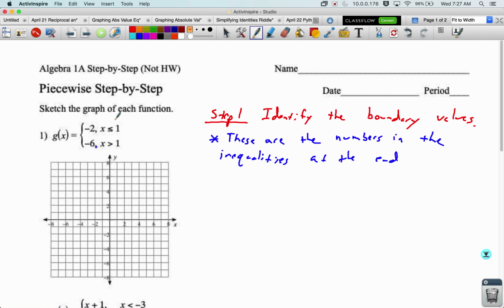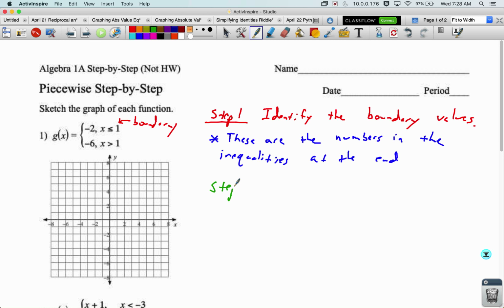So let's just look at this piecewise function. We've got this function notation. We say this as g of x. It just means this is our function. We're labeling the function g. X is our input. All right, this is going to evaluate to be negative 2 when x is less than or equal to 1. It's going to evaluate to be negative 6 when x is greater than 1. All right, but you'll notice the boundary value where we switch over from being a negative 2 to a negative 6 is 1. This is our boundary.